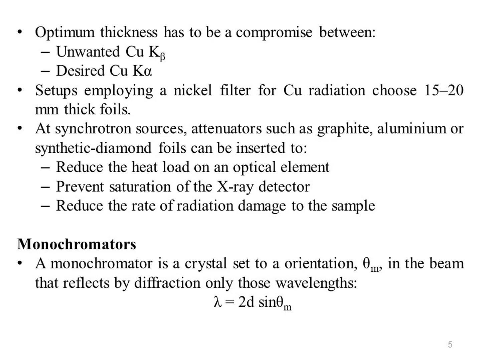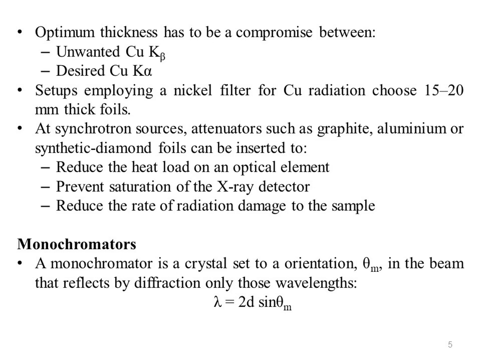At synchrotron sources, attenuators such as graphite, aluminium, or synthetic diamond foils can be inserted into the primary beam path to reduce the heat load on an optical element, to prevent saturation of the X-ray detector, or to reduce the rate of radiation damage to the sample. And after filters we will discuss monochromators.